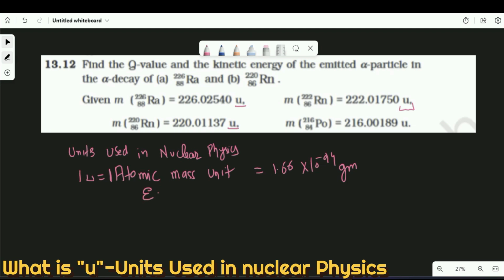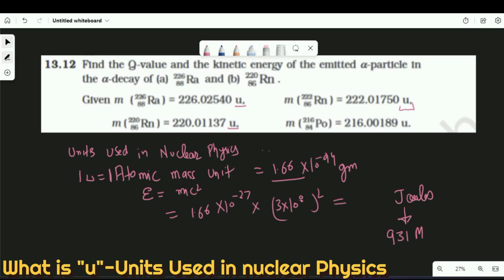You use Einstein's formula E is equal to mc square and put in this mass, 1.66 into 10 raised to power minus 24 grams. I convert this to kilograms by dividing by 10 raised to power 3, so it becomes 1.66 into 10 raised to power minus 27 kg, times 3 into 10 raised to power 8, whole square. I get the answer in joules, convert it into million electron volts, and get a figure of 931 million electron volts. I'm not doing the derivation; I'm telling you the units right now.